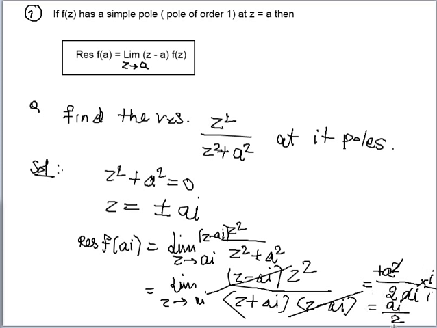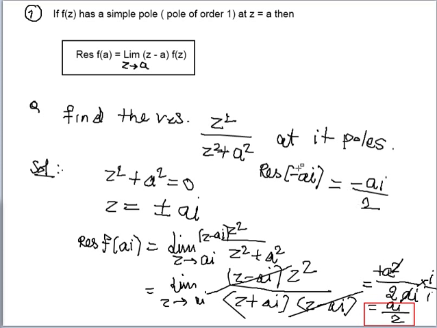Similarly, for the residue at minus a iota, if you calculate with this formula, it gives minus a iota by 2. So the residue at plus a iota is a iota by 2, and the residue at the minus a iota pole is minus a iota by 2.